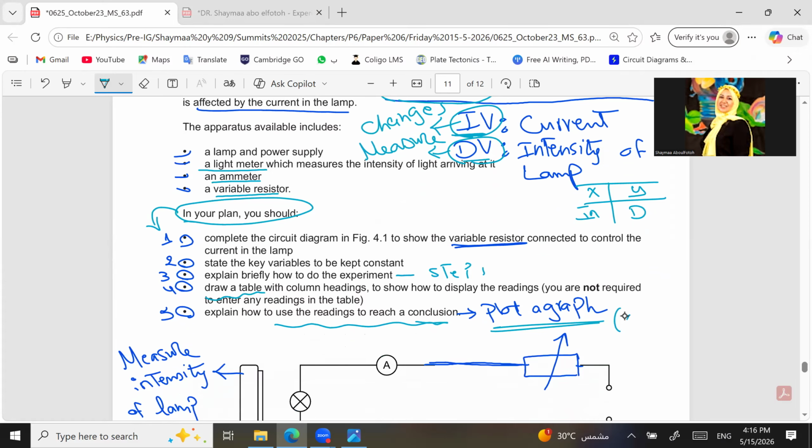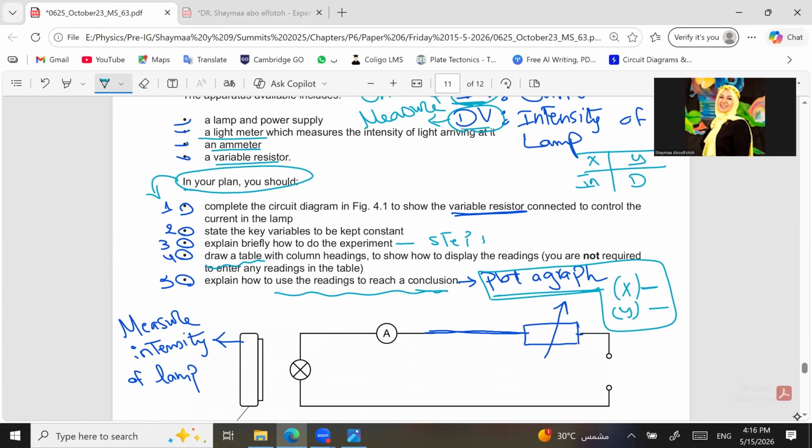and mention the x-axis and its name, and the y-axis and its name. All the time, they will always ask you the question, how to reach a conclusion. You have to write the same sentence every time by changing the name of x and the name of y.